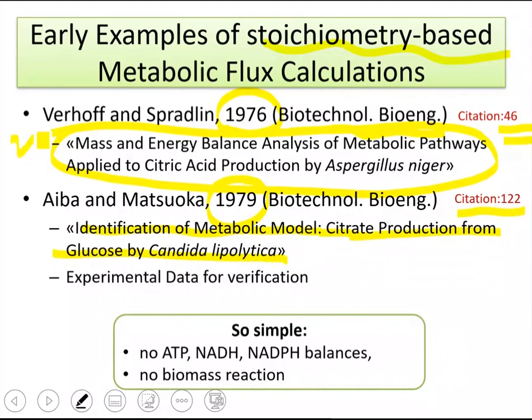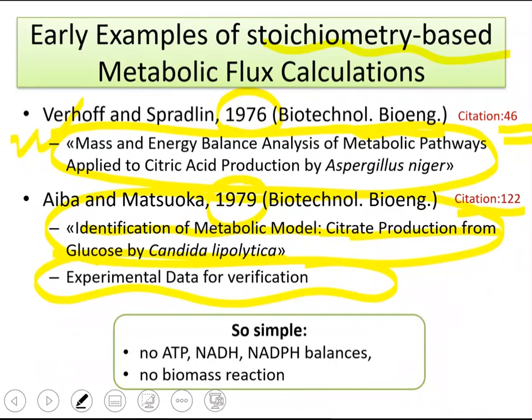The first paper you will see now, I will share some screenshots with you, is basically using TCA cycle and writing some balances based on TCA cycle and making some predictions. The second paper is more advanced because it uses a lot of measured rates to make the system determined and then predict some rates, again, by using TCA cycle reactions. So they have experimental data here for the verification of the predicted rates based on simple metabolic flux analysis.